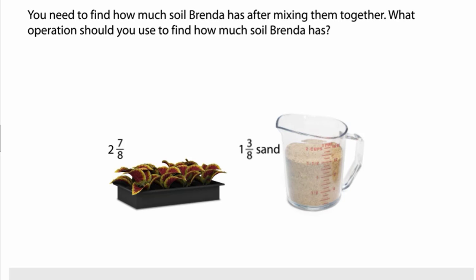You need to find how much soil Brenda has after mixing them together. What operation should you use to find how much soil Brenda has?